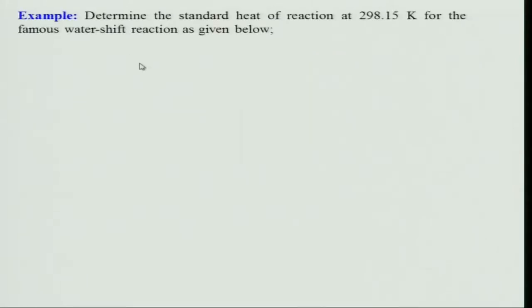Today we will look at an example and see how we can use them. For example, determine the standard heat of reaction at 298.15 Kelvin for the famous water shift reaction as given below. This is a very important reaction, which is 1 mole of carbon dioxide reacting with hydrogen, going to carbon monoxide and water. Of course, keep in mind that all these components are in the gaseous phase.